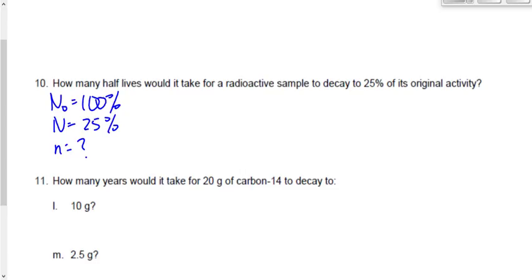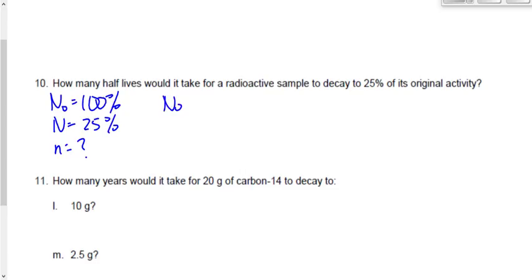Why is it 25? We keep it as 25. The question, if you didn't hear that, was why wouldn't we subtract that from 100 and say the final amount is 75%? Because that's not the final amount. If we start with 100%, we're not saying how many half-lives would it take to decay by 25%. It's decay to 25%. So this is what it is now. If it was 100 grams, now it's 25 grams.